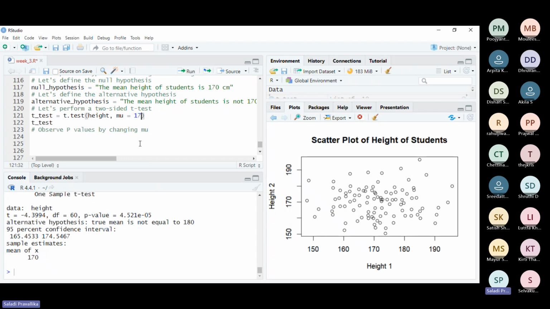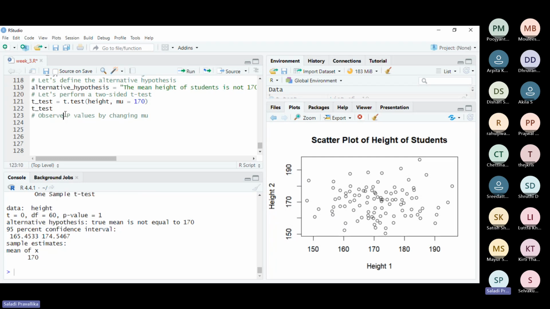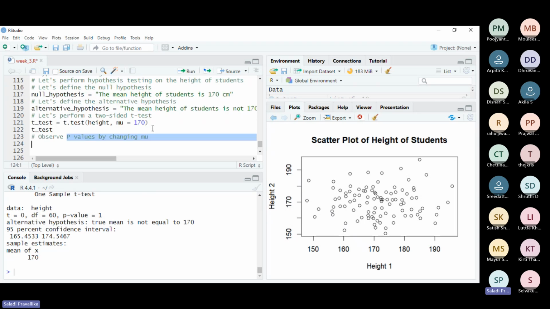If I give, let us say, 172, which is closer to the mean value, and test it again, the p-value has reduced, but not drastically. So this is telling me, okay, you are somewhat close to the mean value, but you are wrong. Only if I give the right value here, I'm going to get the p-value equal to 1. You can observe the p-values by changing all these mean values here.